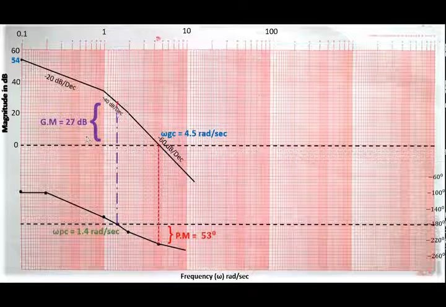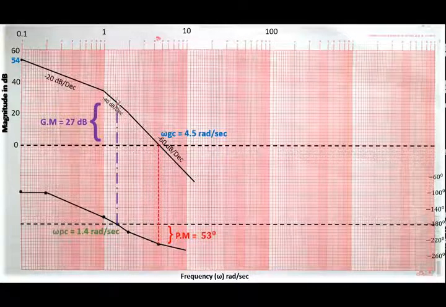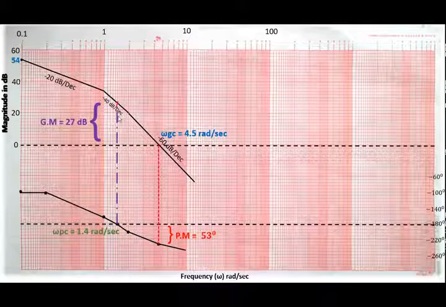So this complete 10 divisions gives 20 dB and the remaining distance gives 7 dB. So the gain margin is completely 27 dB.